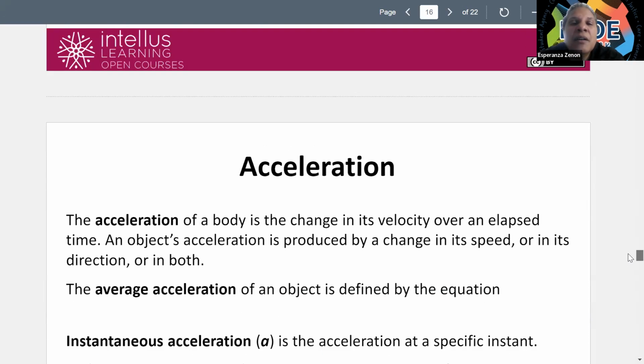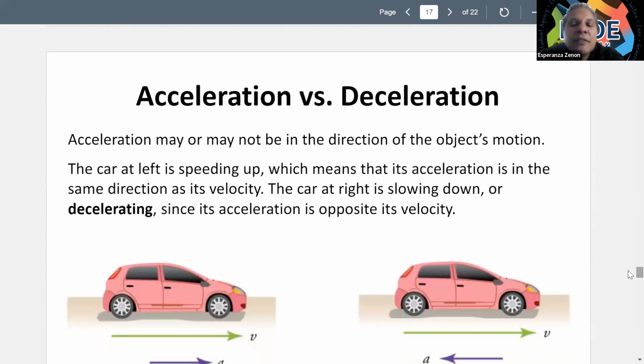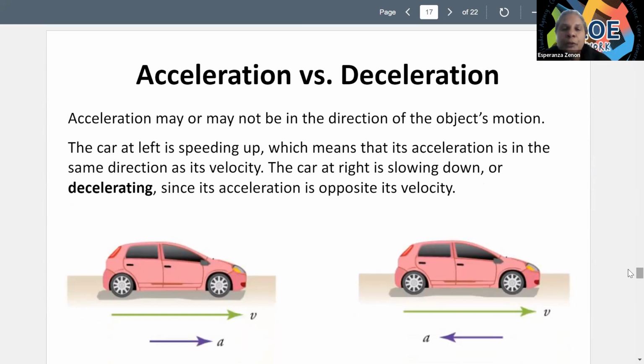Okay. Now they talk about here the idea of acceleration versus deceleration. I'm not going to go into all the different permutations. We're going to keep it simple here. When we talk about acceleration, I don't like to use the word deceleration. I just like to say that the acceleration of the object is positive or negative. Acceleration can be positive or negative. Don't use the word deceleration. Get into the habit of saying acceleration can be positive or negative.